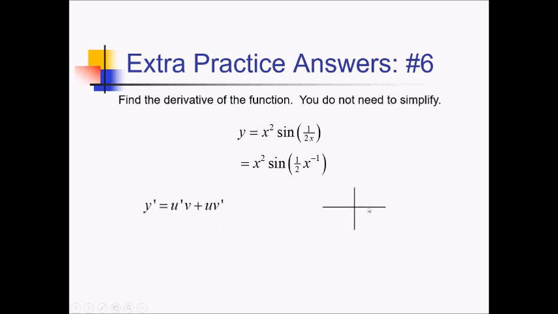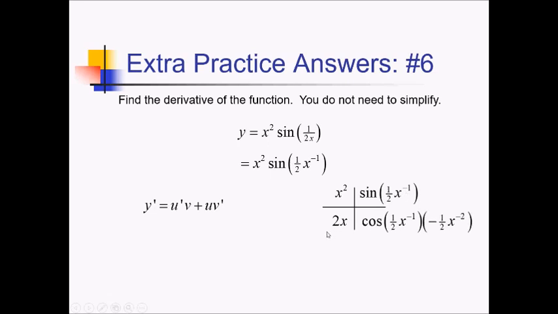Box and ribbon time. We've got a factor of x squared and another one of sine of 1/2 x to the negative 1. Derivative of x squared is 2x. This is a chain rule involving sine now. We have sine of something. Derivative of that is the cosine of the something. But now we have to multiply by the something's derivative. So that's going to be negative 1/2 x to the negative 2.